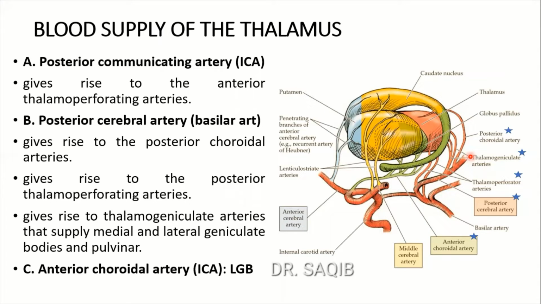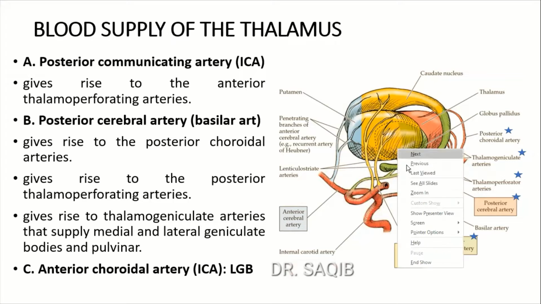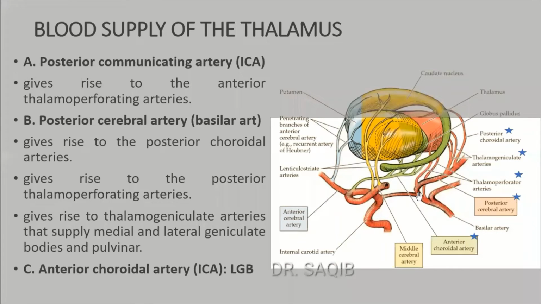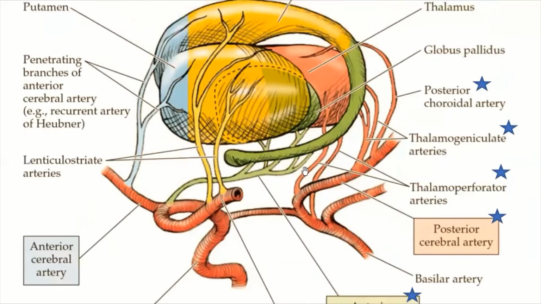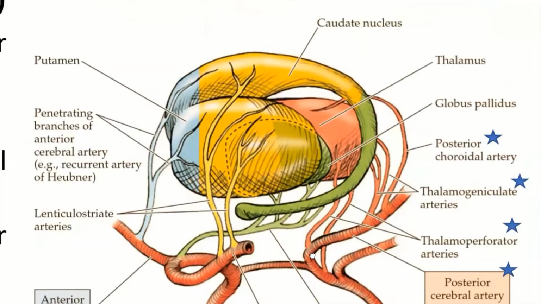And last is the anterior choroidal artery. Here you go. This is the anterior choroidal artery, stemming from the internal carotid artery. This is your labeling of the internal carotid artery, giving rise here to the anterior choroidal artery. I feel it imperative to zoom in the picture, and here you see all these branches.